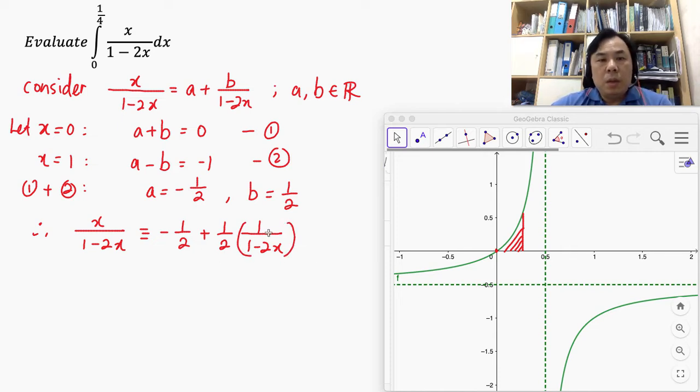Now, once you have obtained the partial fractions, then we are ready to perform the integration, right? And after getting the integration, the result represents the area under the curve from 0 to 0.25. Right, now I hope that is clear. Now I'm going to remove this. I'm going to show you how to perform the integration using the partial fractions that we have obtained here.